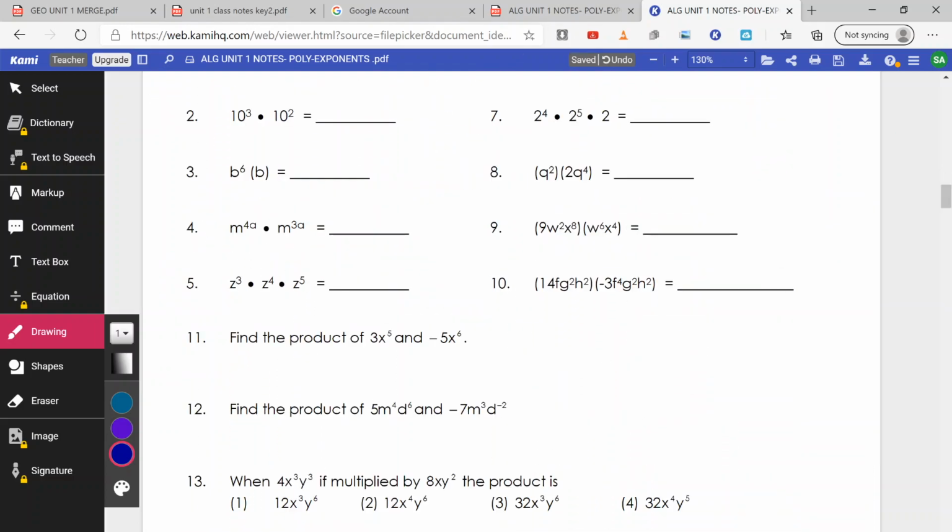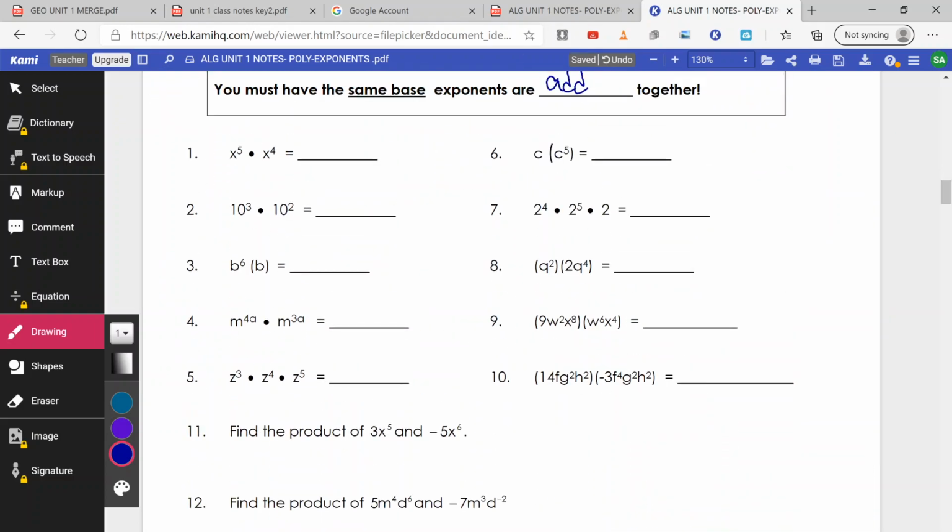So a few examples here. I'm not going to do all of them, but I will do a few that we end up seeing commonly. So first problem, x to the fifth times x to the fourth. They're both x's. I do 5 plus 4. It gives me a new exponent of x to the ninth. Number 2, we got 10 cubed times 10 squared. We're multiplying tens, so we have 10 to the fifth, 3 plus 2.